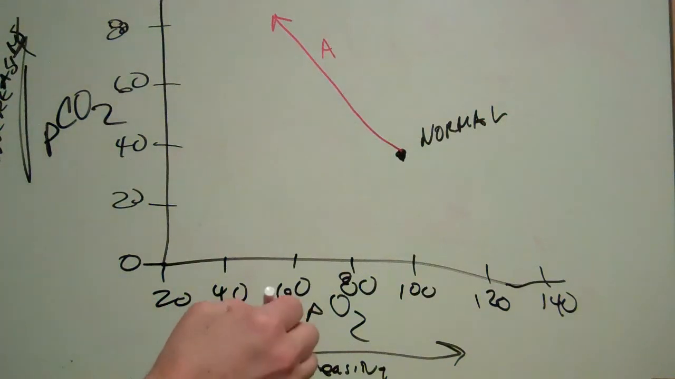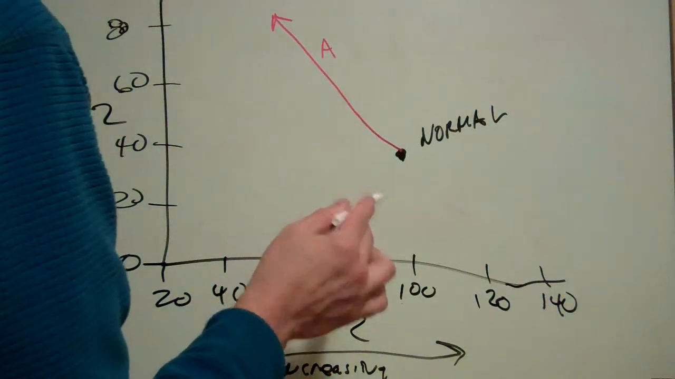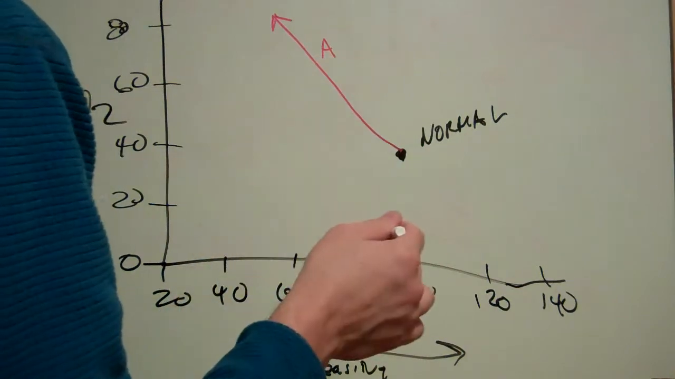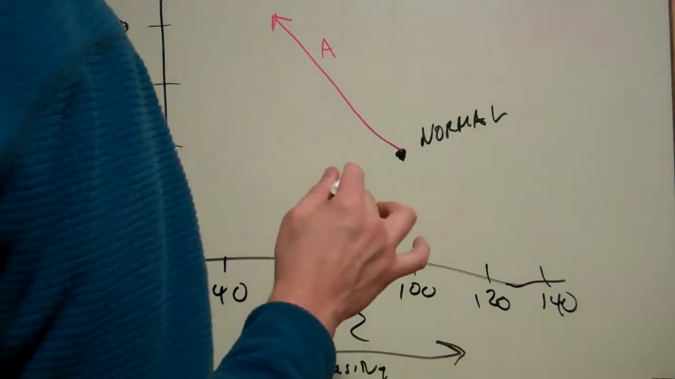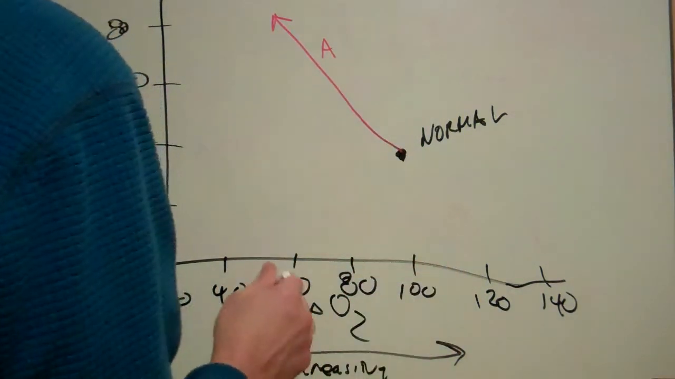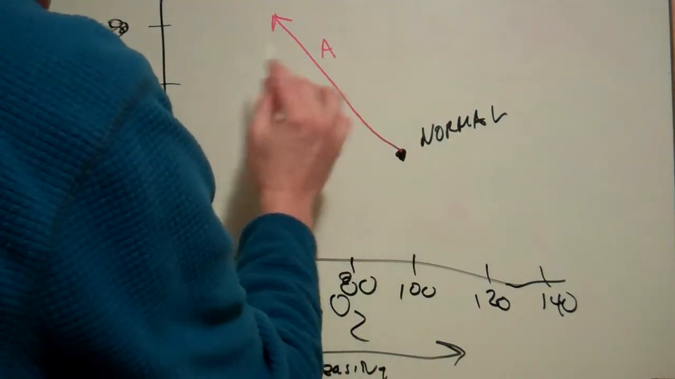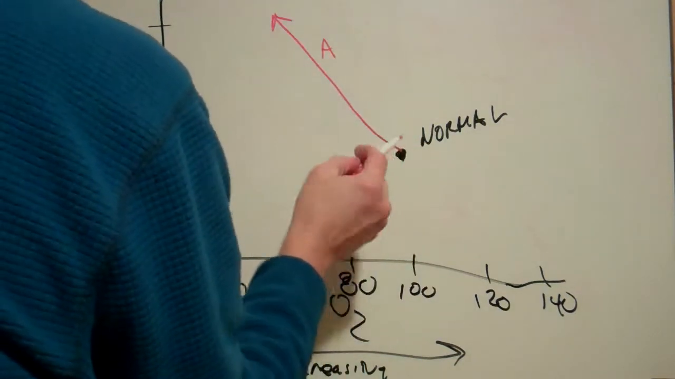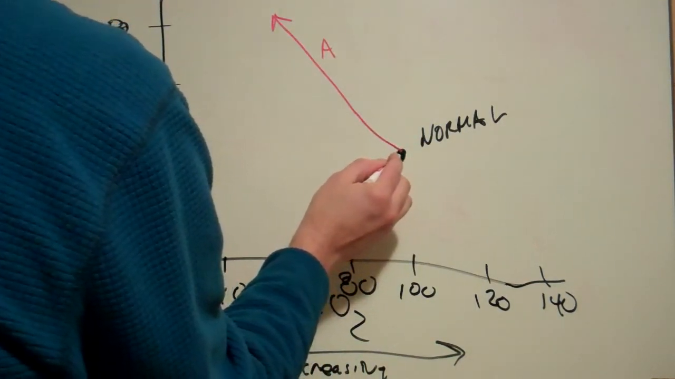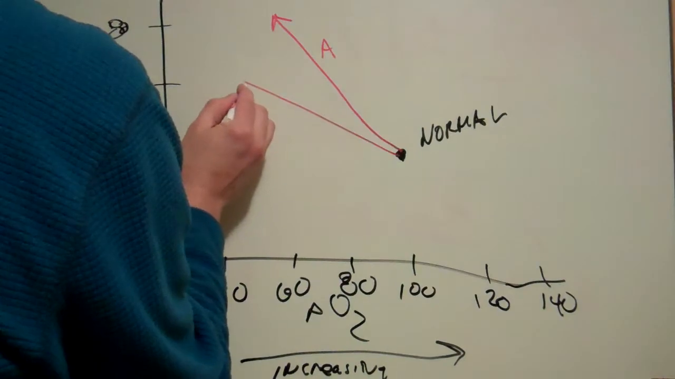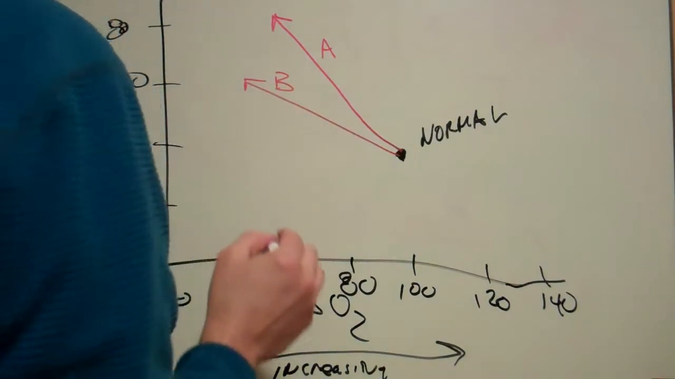And now let's move to ventilation perfusion ratio inequality. That would be a more gradual change: you would get a decrease in PO2 and an increase in PCO2. However, it would not be the same as hypoventilation. The slope would be a little more decreased, like this, B.